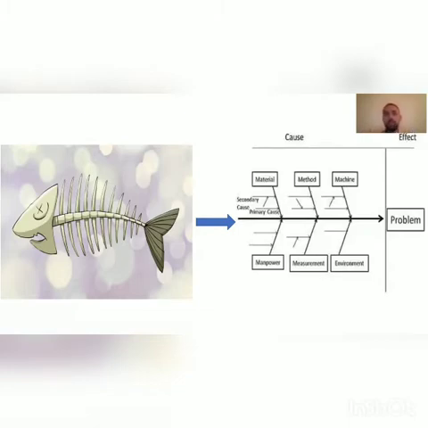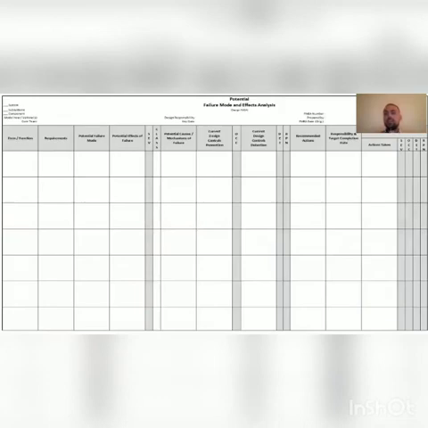But please pay attention that the closer a line is to the main line, the more primary the cause. It means that it's more important than those lines which are far away from the main line. After we categorize the reasons in the Fishbone diagram, we should move to the FMEA chart.